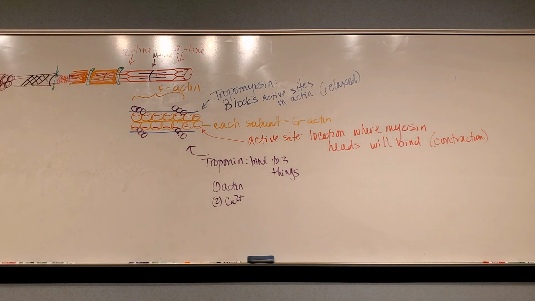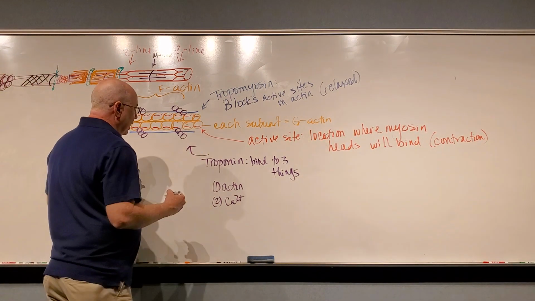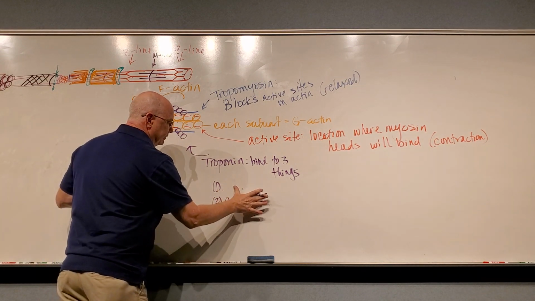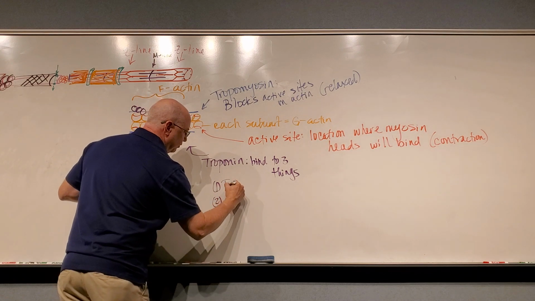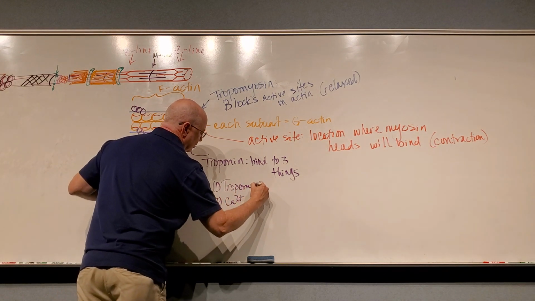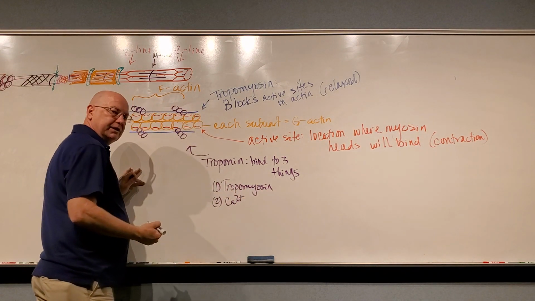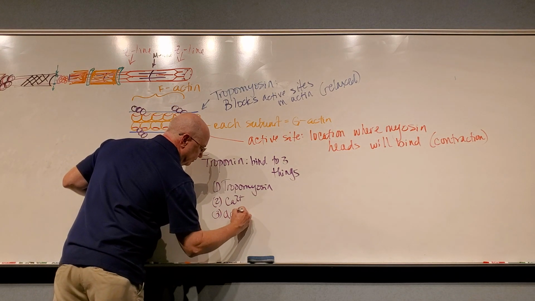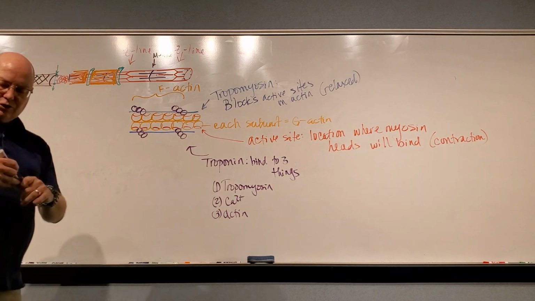I'm going to step out of the screen here. And so you can see that it has the second highest affinity for calcium ions. And then, you know what? I said this wrong. It has the highest affinity for tropomyosin. It has the second highest affinity for calcium, and then for actin. Sorry about that.